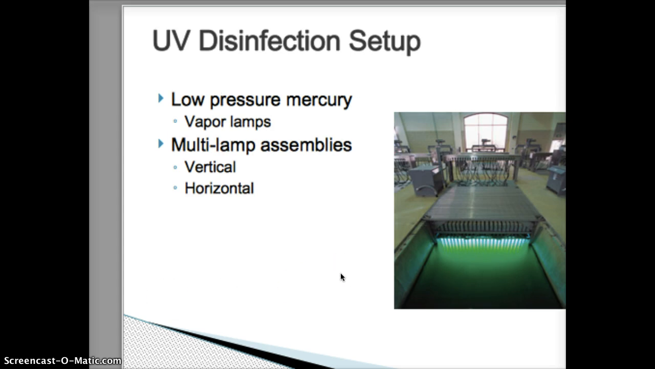So UV, the setup of the lamps. The lamps are typically low pressure mercury vapor lamps, and most typically they are multi-lamp assemblies, either vertical, as you see in this picture here, or horizontal. And if you've ever visited the Santa Rosa Llano Road treatment plant, they do use UV disinfection, and their lamps look almost exactly like these ones here. I do recommend that visit if you've never had it.